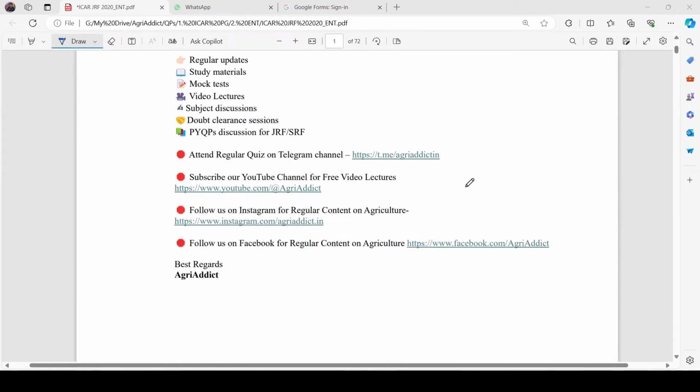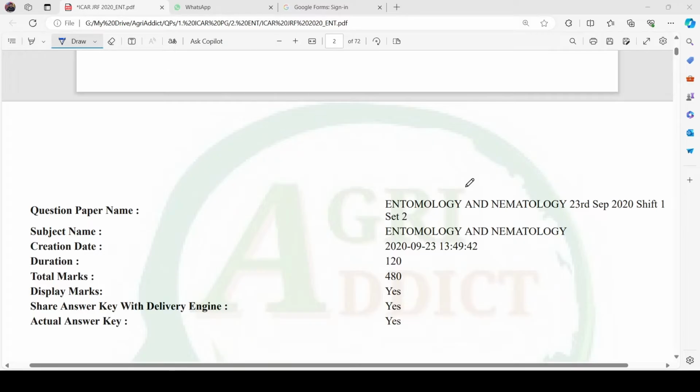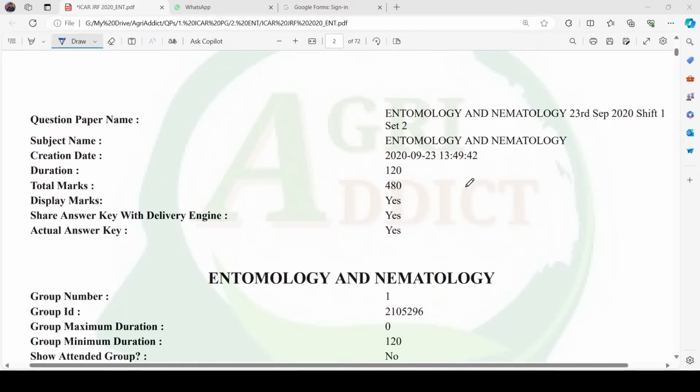So today we are going to solve the ICAR PG JRF examination. Subject group is Entomology and Nematology, and the year is 2020.